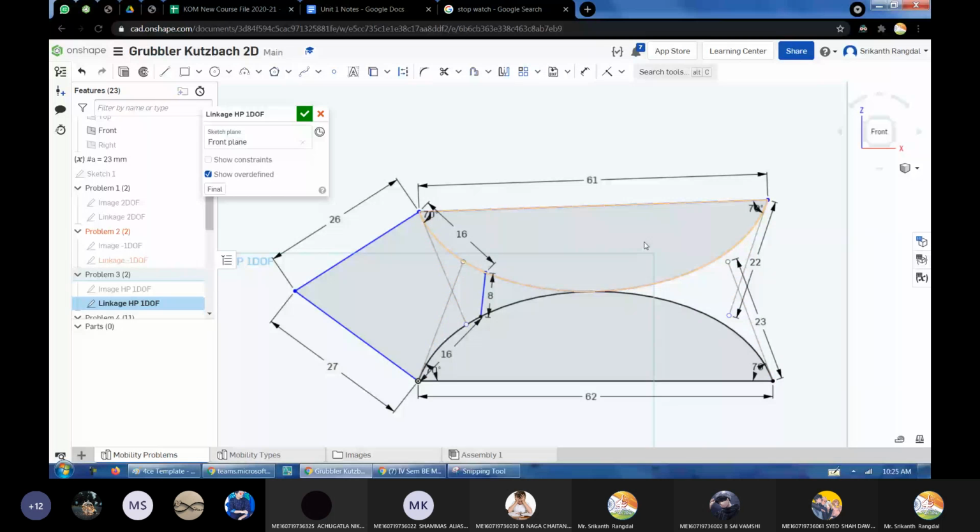Okay, so let's again start with the number of links. Counting the number of links, this complete D-shaped link is one link. This line here is the second link. This line here is the third link. This D-shaped object here is the fourth link. And once again, this line here is the fifth link. So number of links here are 5. Clear? Any doubts here? No, sir.